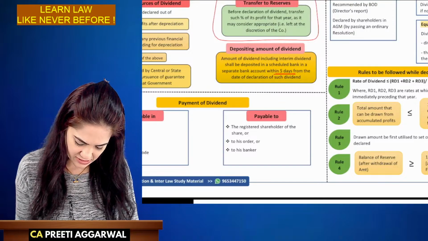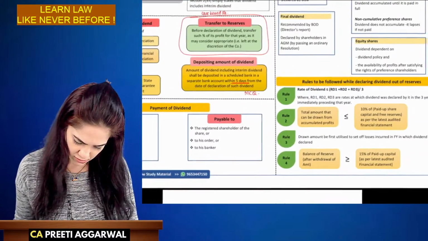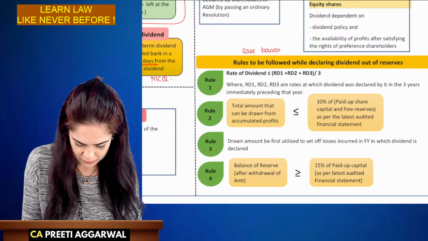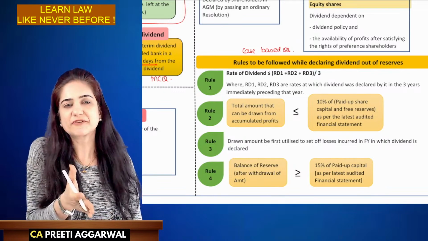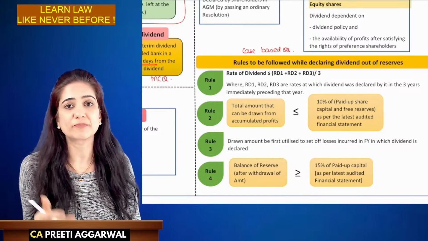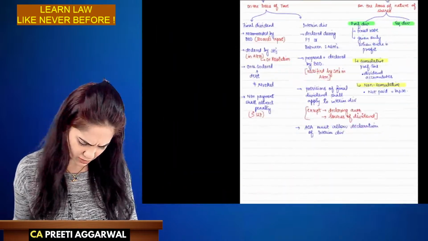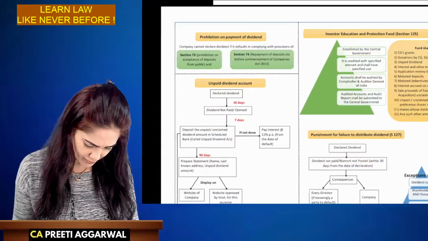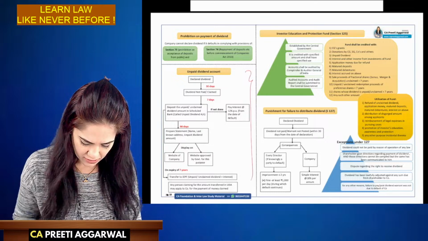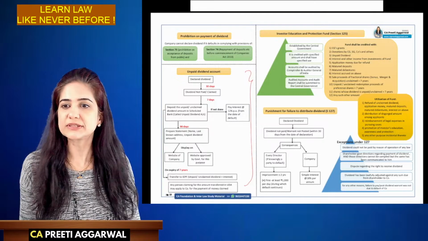Depositing in 5 days, this is important for MCQ. Important, yes, this is important for case based questions. What if there are insufficient profits and we are utilizing the reserves? We are declaring dividend from the reserves. This is important. Types of dividend, I don't think a question will be asked. Unpaid dividend account, I have prepared a timeline for you. Now, this timeline will help you to learn the entire concept.